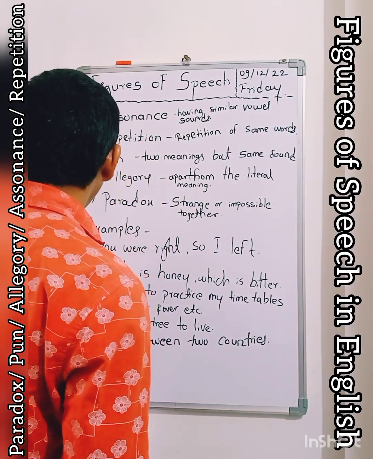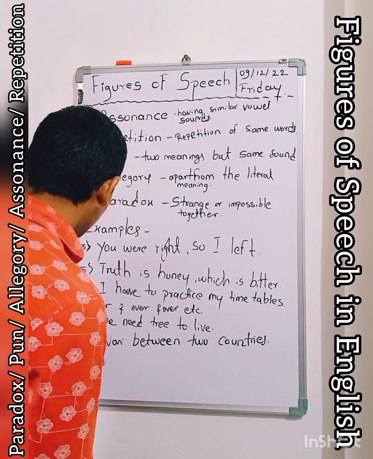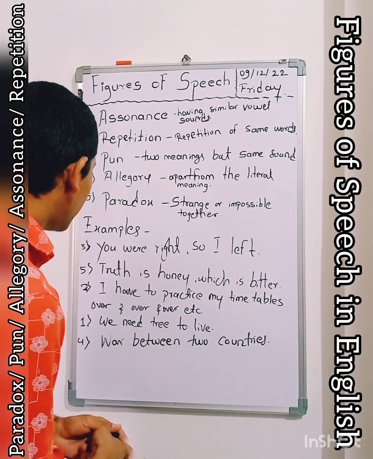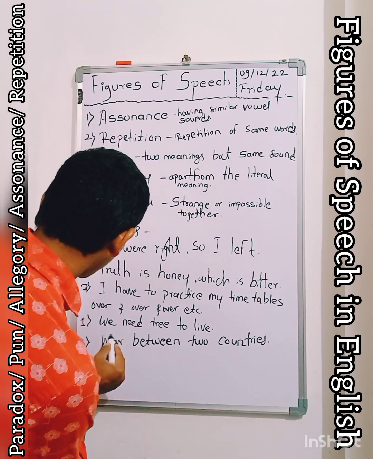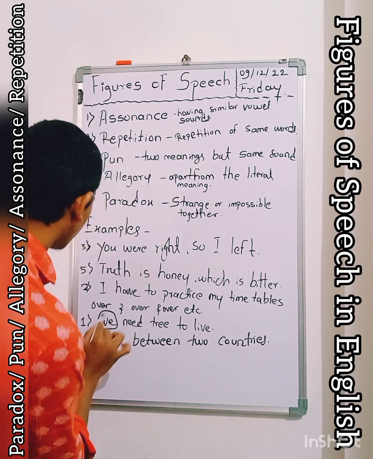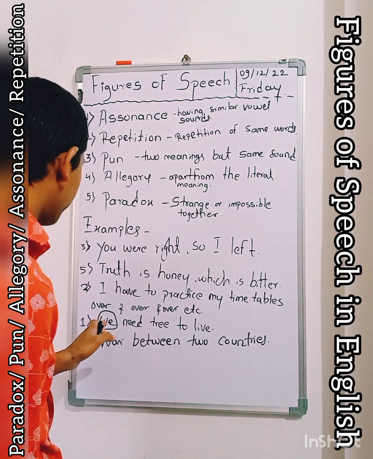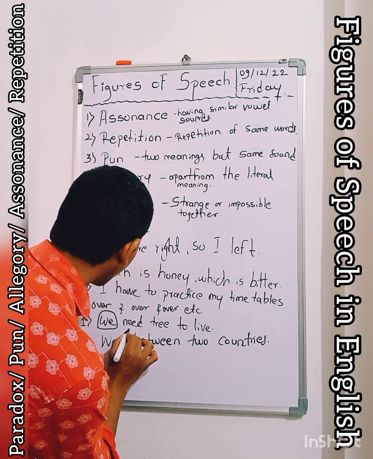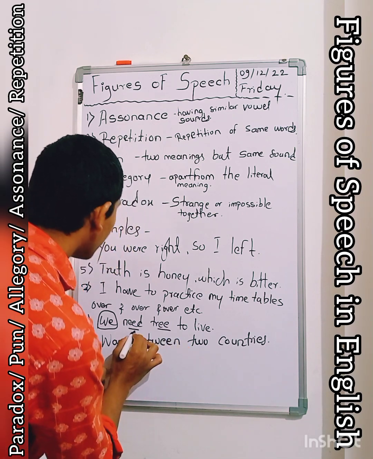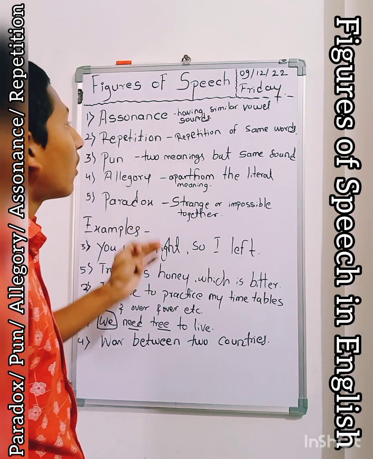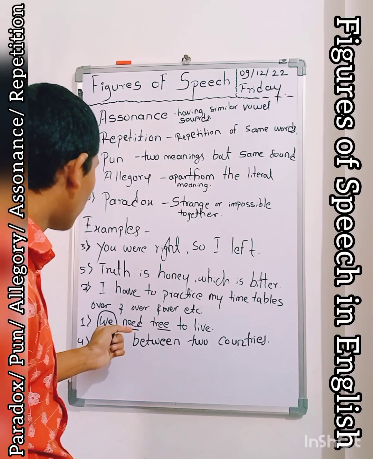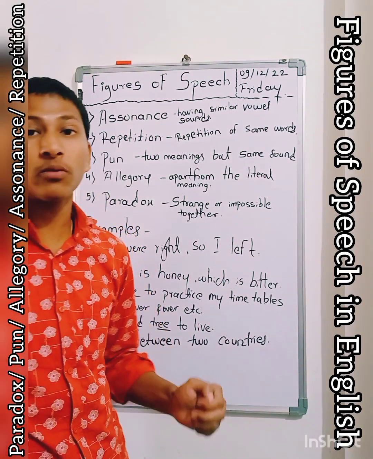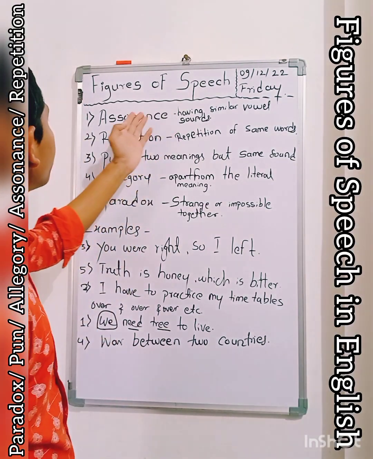The example of assonance is: we need tree to live. Here you observe the words need and tree. These two appear in a consecutive manner with the same vowel sound, so that is what we call assonance.